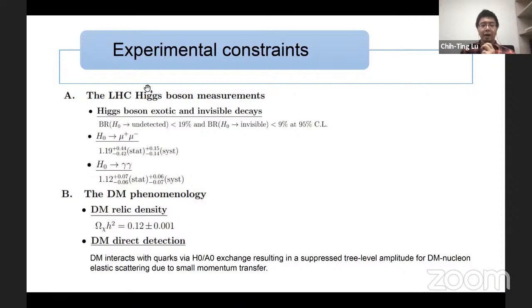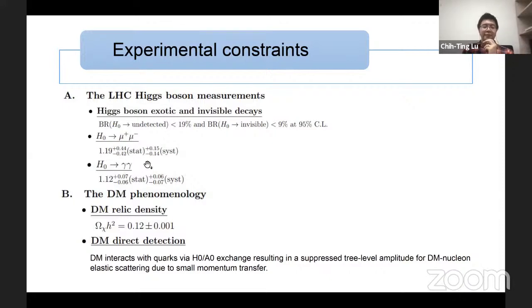There are also other constraints. For example, from the LHC Higgs boson measurement, we involve the Higgs exotic invisible decay less than 9%. And also because it will modify the standard model coupling to mu plus, mu minus as well, we also involve this constraint. And the psi plus minus will also modify the H0 decay to diphotons, so we also involve this one.